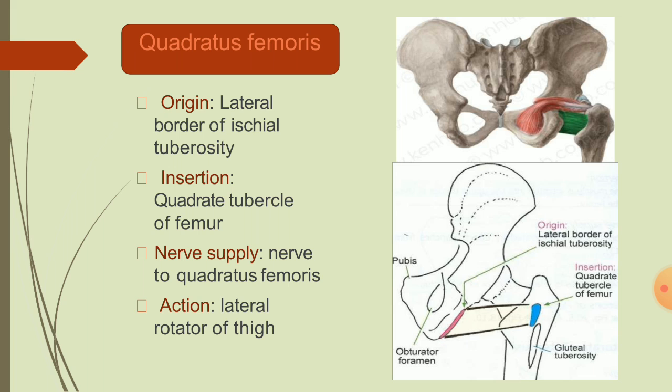Quadratus femoris, it is quadrangular in shape, that is why it is named as quadratus femoris. Origin, it is from the lateral border of the ischial tuberosity. Insertion is on the quadrate tubercle of the femur. Nerve supply is by the nerve to quadratus femoris. Action, it is again the short lateral rotator of the hip joint.